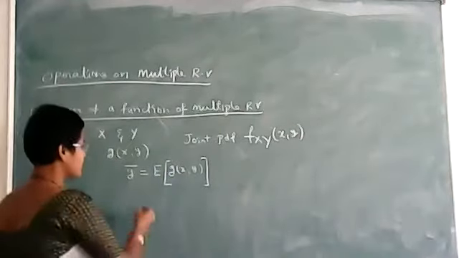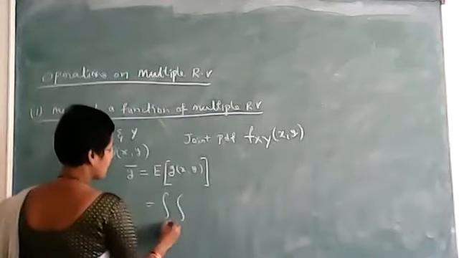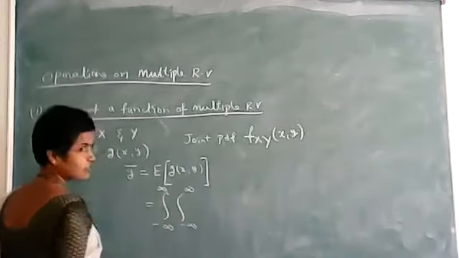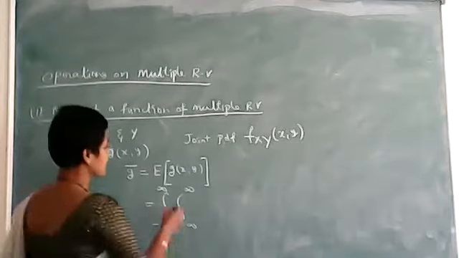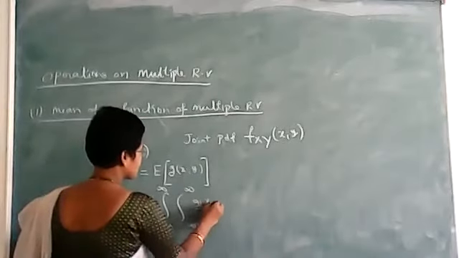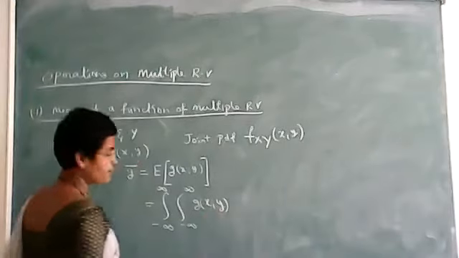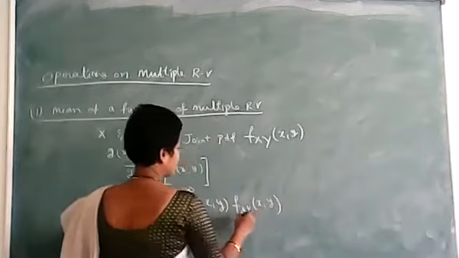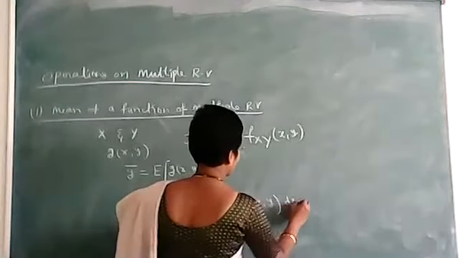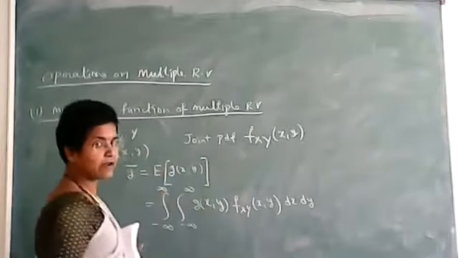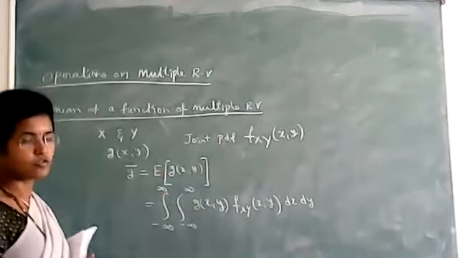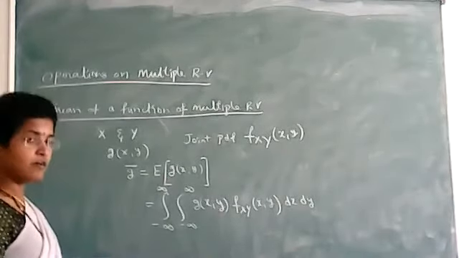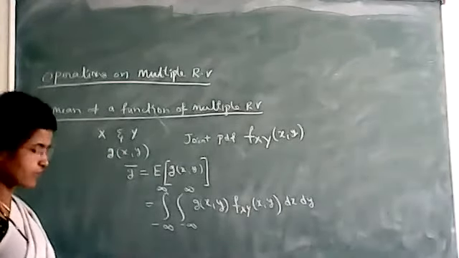Now, what is the formula for the mean value? Since you have two random variables, you have to use two integrations. It is the integral from minus infinity to plus infinity, integral from minus infinity to plus infinity, of the given function g of x comma y and the corresponding probability density function f of x y of x comma y, and we integrate with respect to the random variables dx and dy. Using this formula, we can find the mean value of a function of two random variables, g of x comma y.